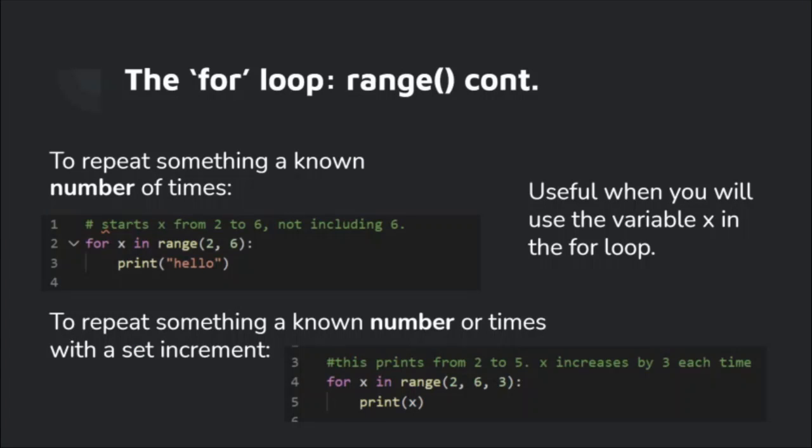Range can also specify when the variable starts, where it ends, and the increment the variable should have each time. The first number inside the parentheses represents where the number will start. In this example, it starts from 2. The second number in the example shows when the loop will end. When the variable reaches 6, the loop will stop. The last number 3 represents how big x will increase each loop.